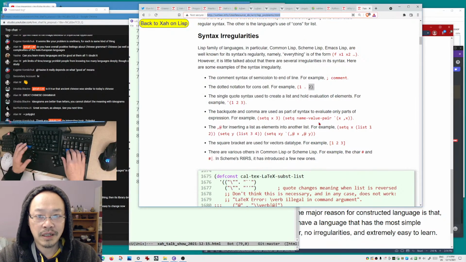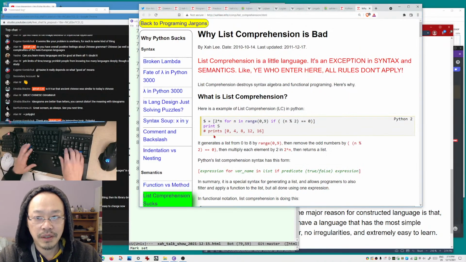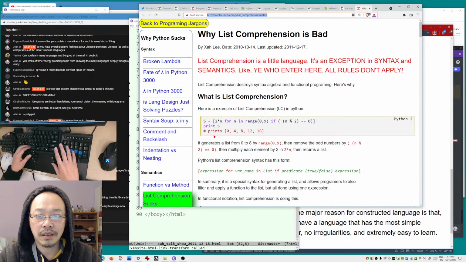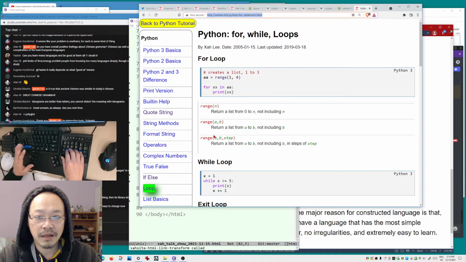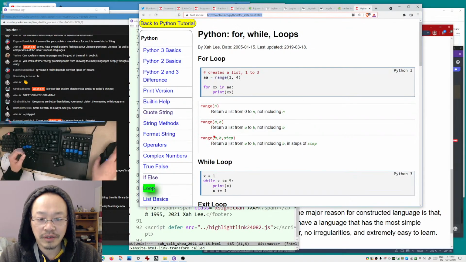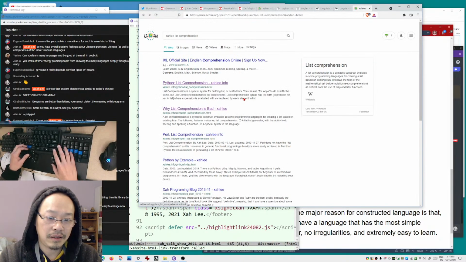So I'm just cleaning up, copying what we talked about. So we talked about list comprehension, make a link, close that, Python loops, okay, Python loops. So this page shows some syntax of Python.